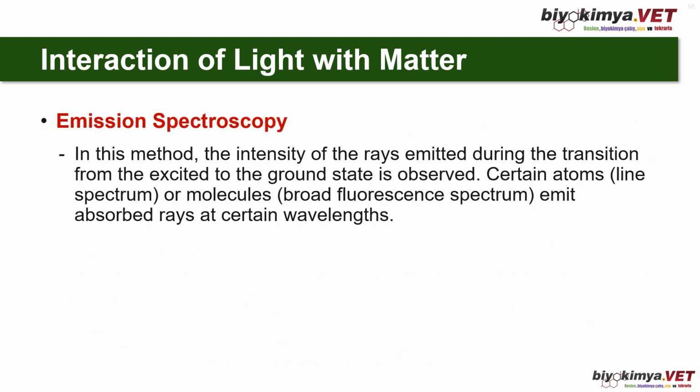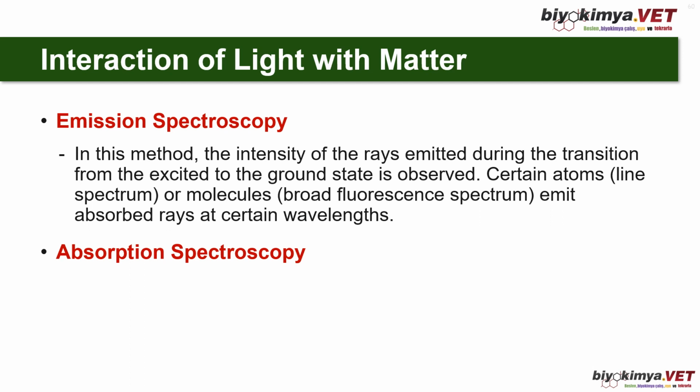Emission spectroscopy. In this method, the intensity of the rays emitted during the transition from the excited to the ground state is observed. So certain atoms (line spectrum) or molecules (broad fluorescent spectrum) emit absorbed rays at certain wavelengths.